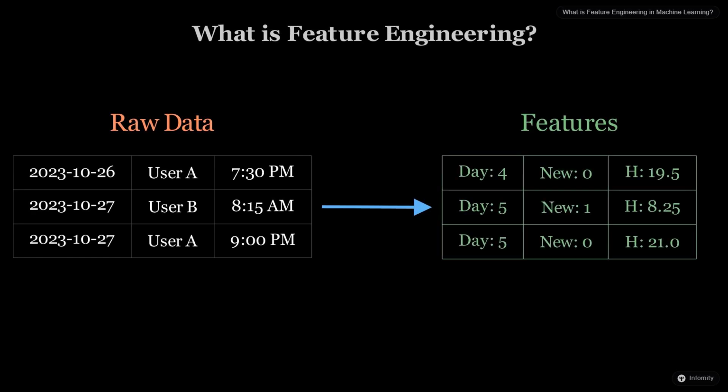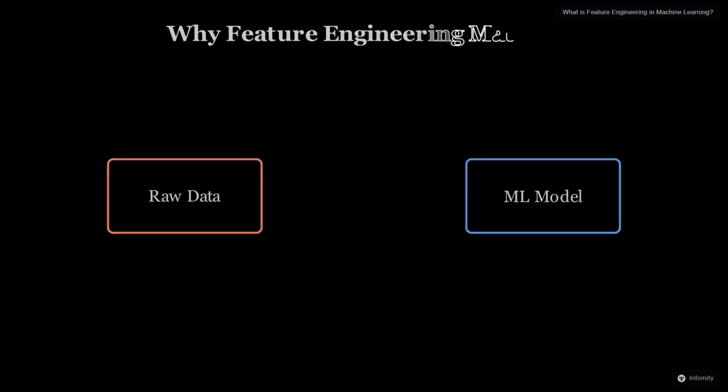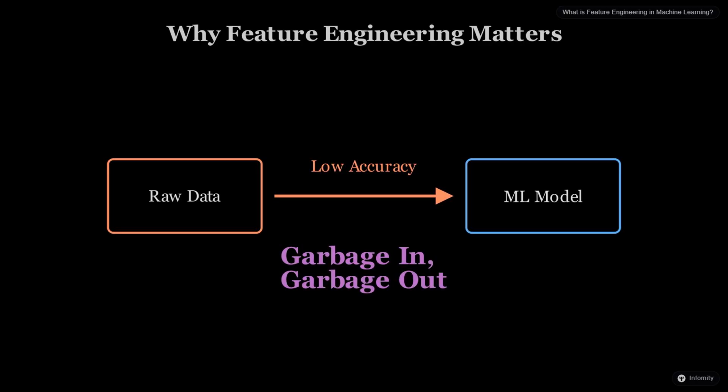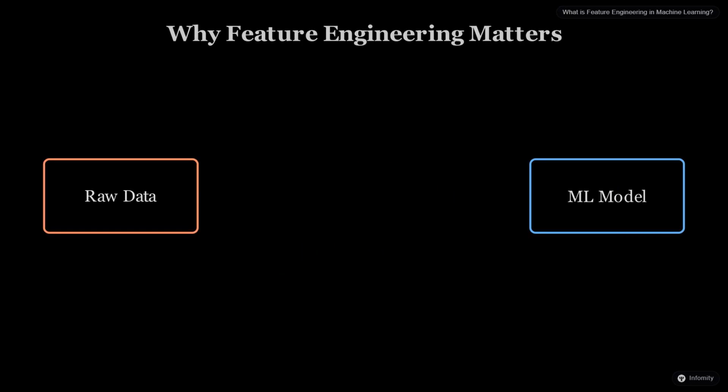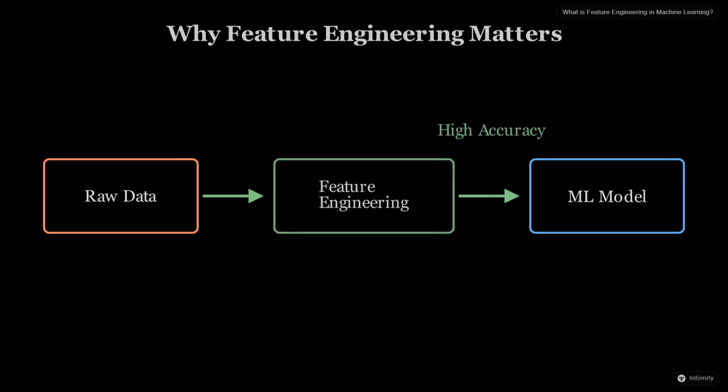to learn from. Feature engineering is critically important because the quality of your features directly impacts the performance of your machine learning model. Feeding raw, untransformed data to a model is like giving it a puzzle with half the pieces missing or upside down. The model might struggle to find patterns, leading to low accuracy and poor predictions. By carefully crafting features, we can help the model see the underlying structure in the data more clearly, enabling it to learn more effectively and achieve significantly better results.